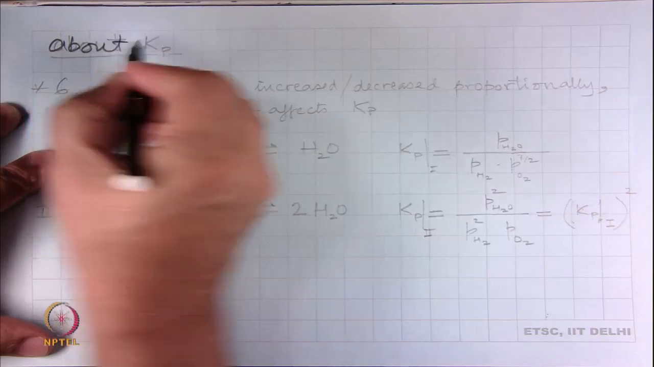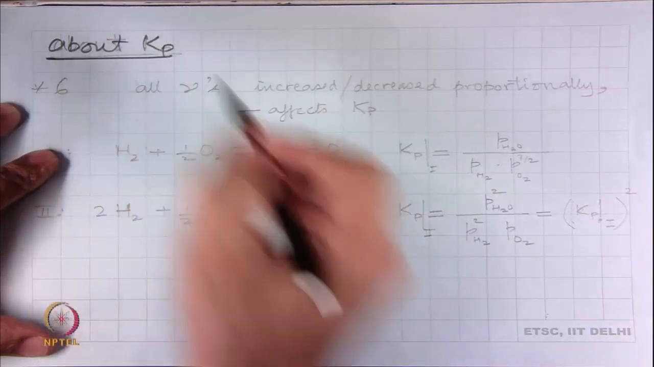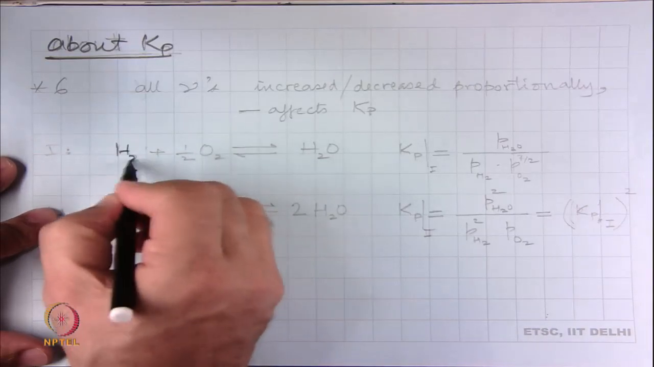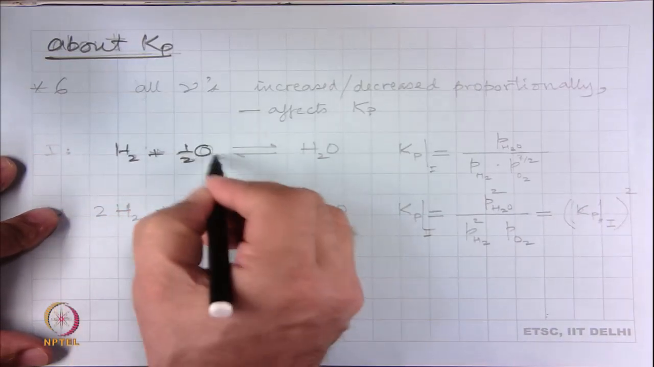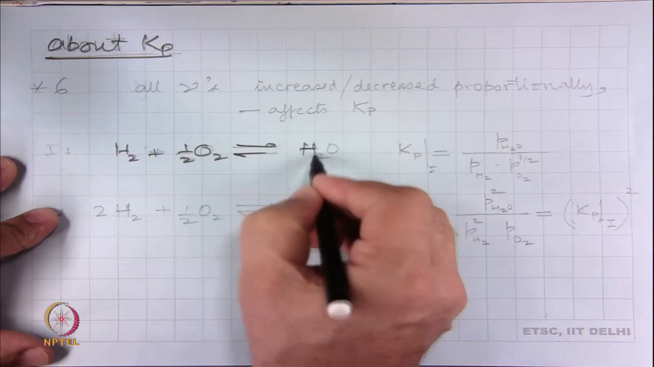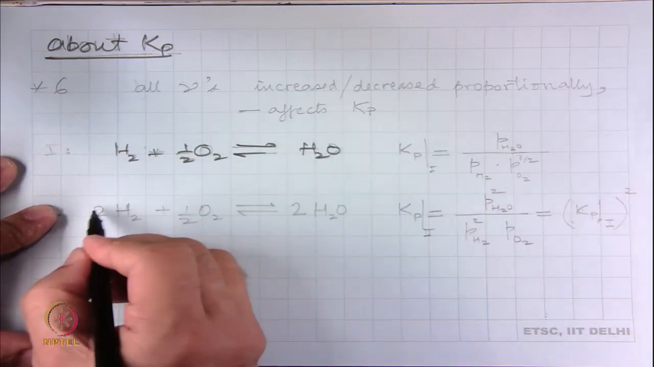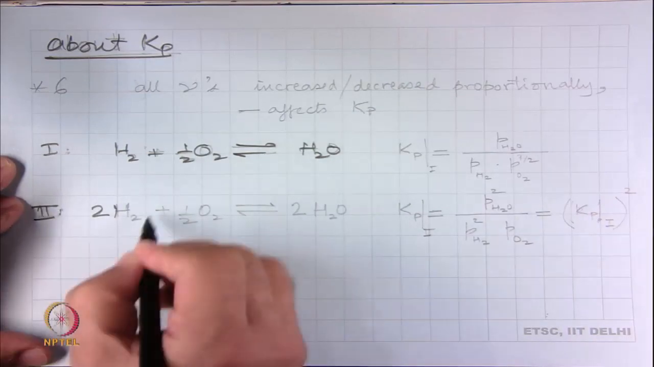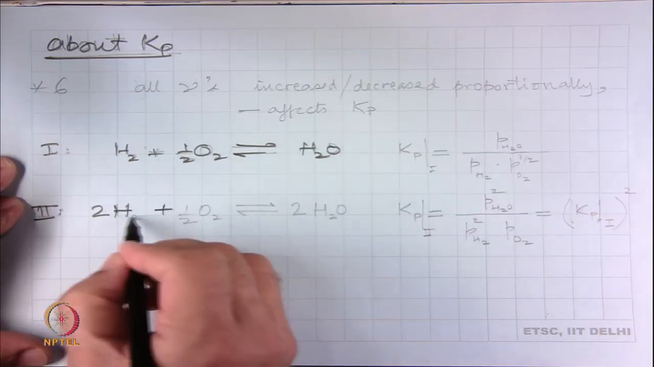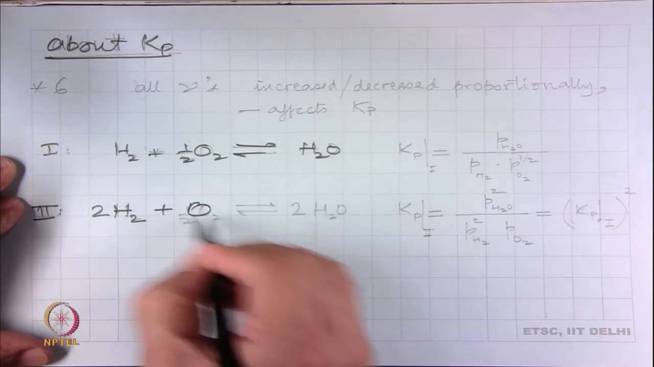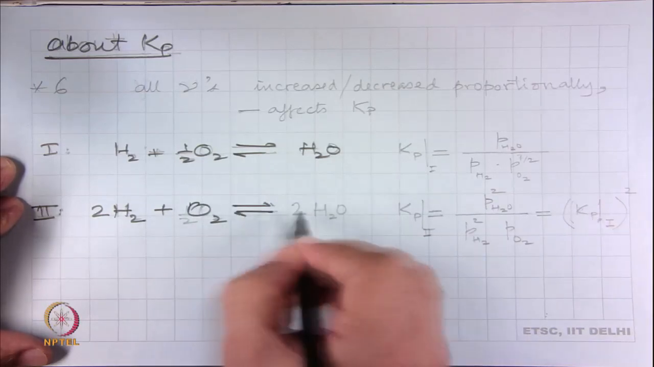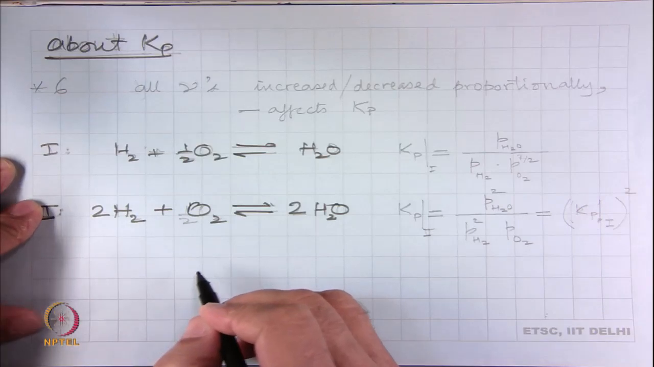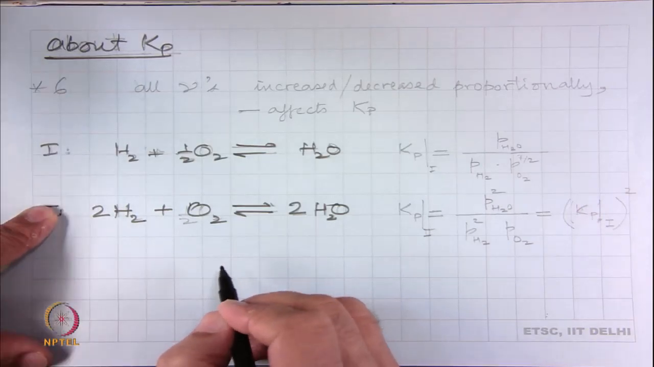Then what if you have the same reaction but written in different moles, such as H2 plus half O2 going to H2O, but now we multiply everything by 2. So, this is reaction 1, and we say now reaction 2 is H2 plus O2 goes to 2H2O. Is the equilibrium constant the same in both cases?